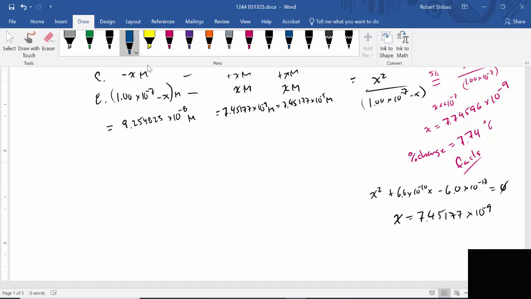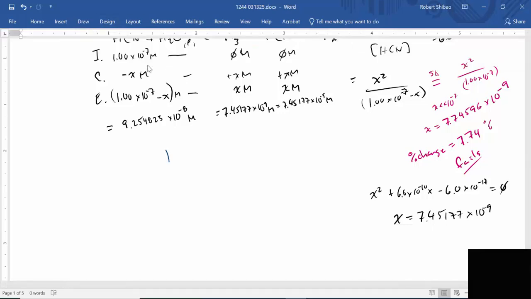The next thing is, the whole reason I'm carrying all these digits is so when I double check my K value, I'm going to plug these equilibrium concentrations back into my K expression here, and then calculate it. I don't want to write all those digits over again, so I'm just going to write the answer. So it's going to be 7.45177 times 10 to the minus 9, squared, divided by 9.254823 times 10 to the negative 8.